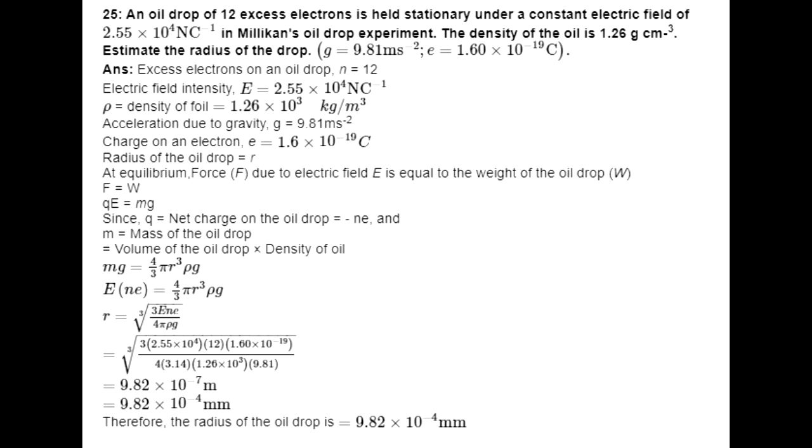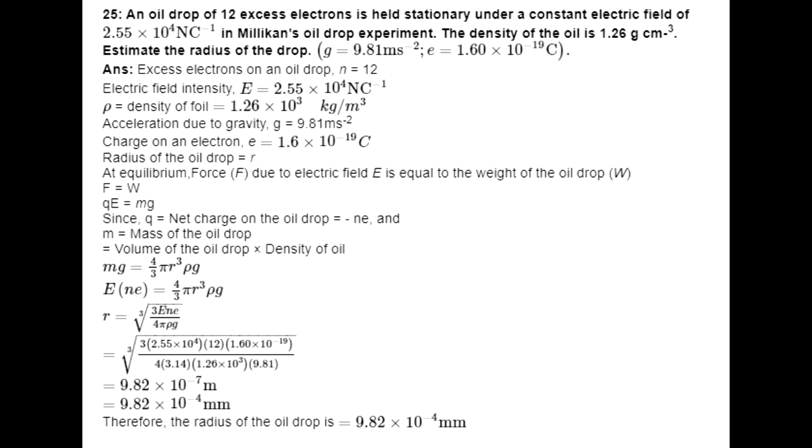Question 25. An oil drop of 12 excess electrons is held stationary under a constant electric field of 2.55 × 10⁴ Newton per coulomb in Millikan's oil drop experiment. The density of the oil is 1.26 gram per cubic centimeter. Estimate the radius of the drop. The value of g is 9.81 meter per second squared and the charge of an electron is 1.6 × 10⁻¹⁹ coulomb.